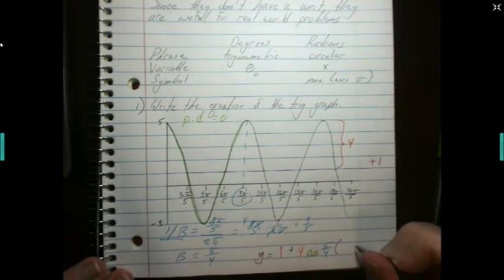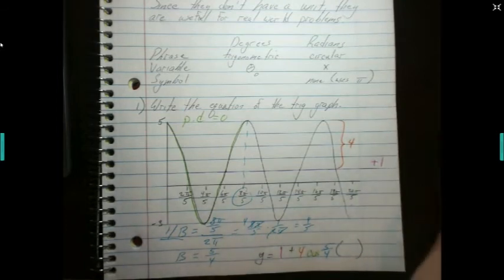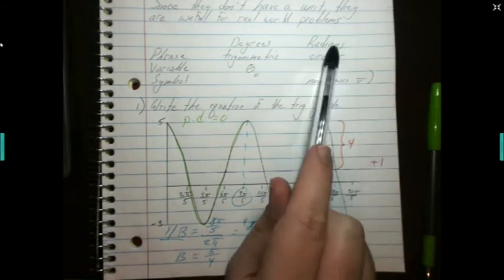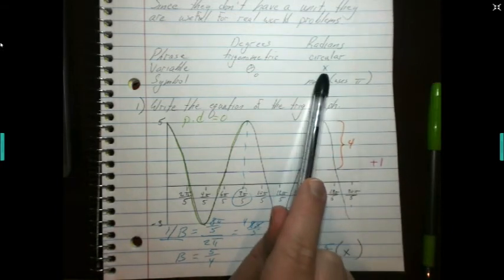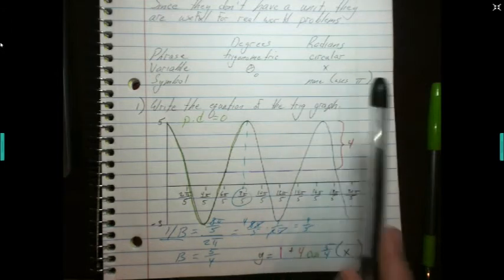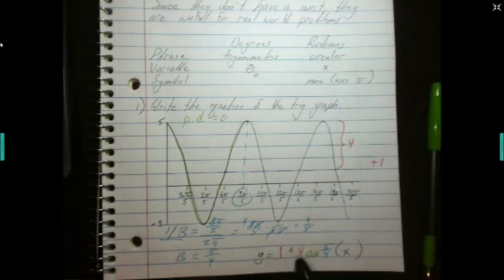And we have no phase displacement, so here we just put x. Again, we're dealing with radians, so it's x. There is no symbol here. Sometimes pi is included, sometimes it's not, and we're just using x. And we're done with this one.